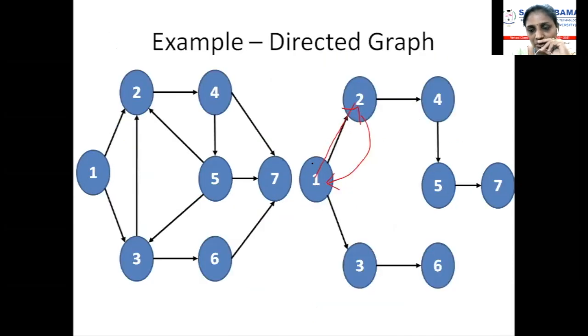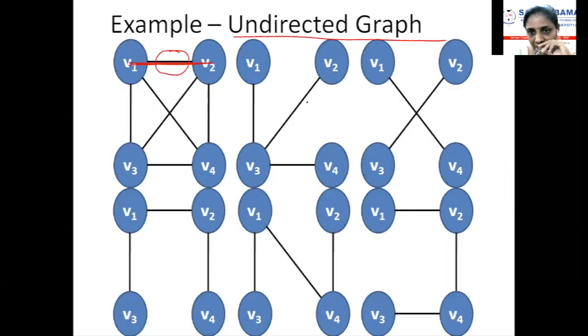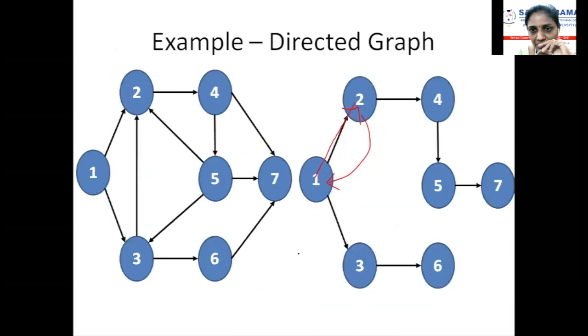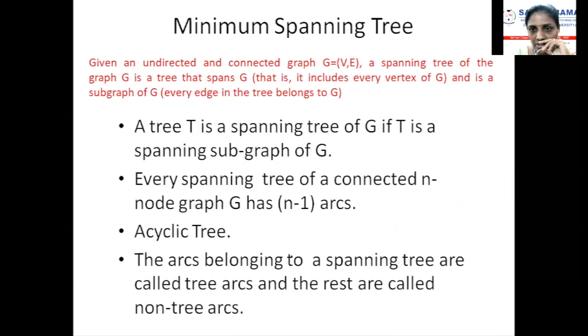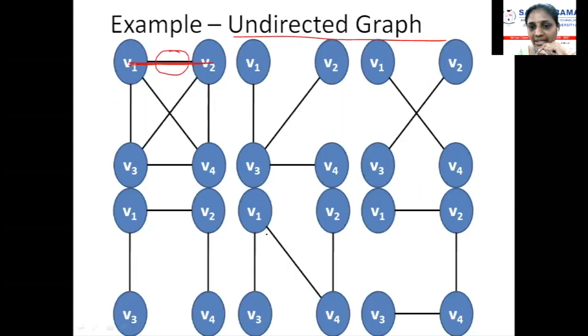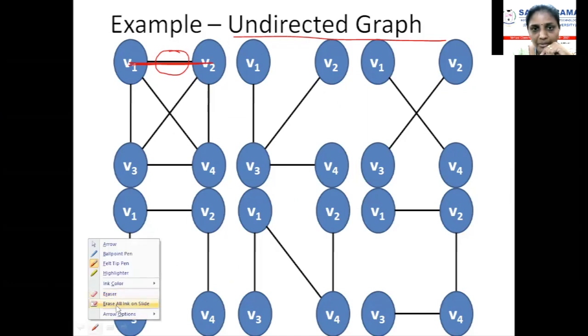Okay. So when you want to find a minimum spanning tree, you take up these graphs and try to find the minimum spanning tree. So what is a minimum spanning tree? The minimum spanning tree mostly works only on an undirected graph. So say for example, I take up this first graph, this first example, and I want to find a minimum spanning tree.